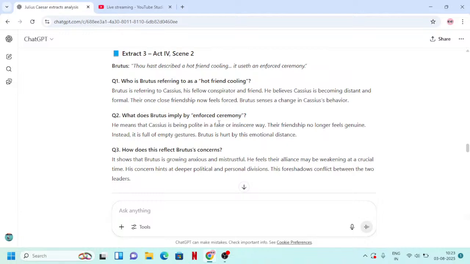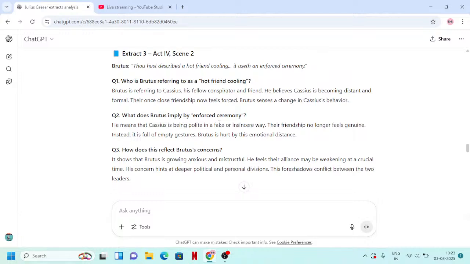There you will see conflict between Brutus and Cassius. And who is Brutus referring to as a hot friend cooling? Obviously, Brutus's best friend here is Cassius after Julius Caesar's death. Brutus is referring to Cassius, his fellow conspirator and friend. He believes Cassius is becoming distant, meaning they are having some kind of conflicts and misunderstandings and formality.